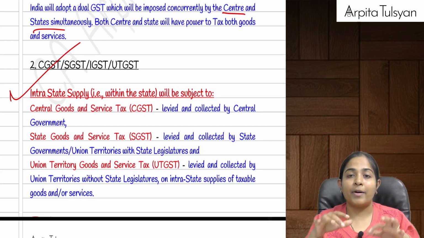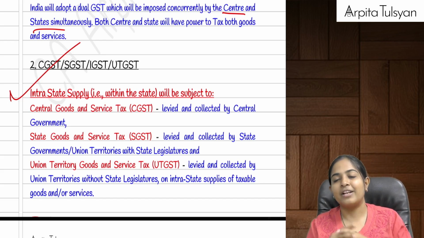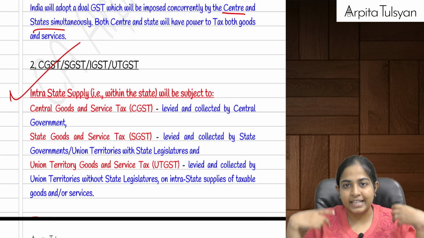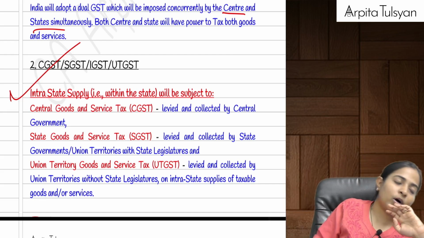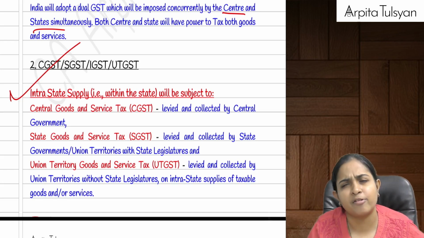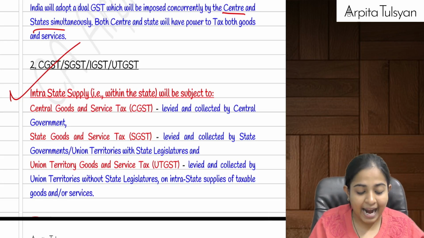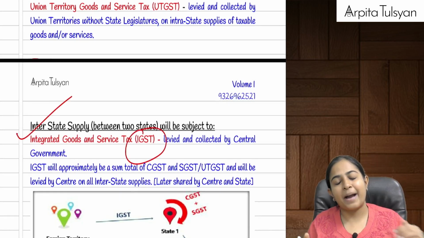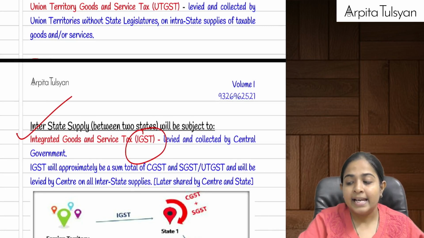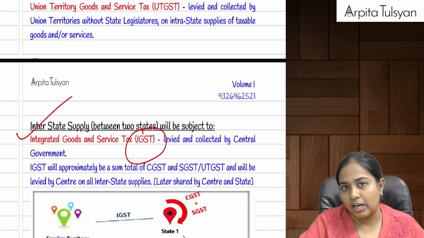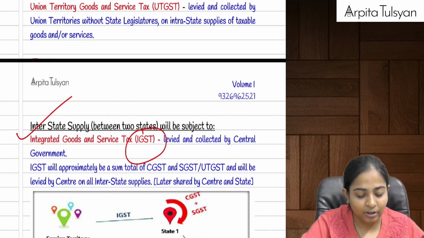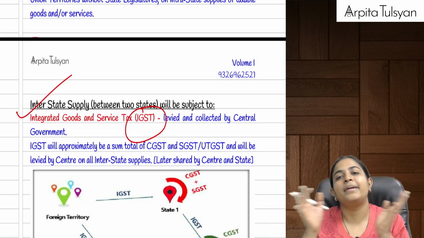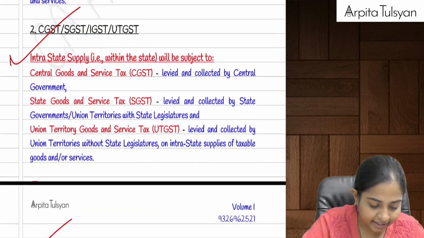Now, which type of taxes will be levied? Whenever there is an interstate supply, from one state to another state, whenever there is a sale happening, for example from Maharashtra to Gujarat, at that time IGST, integrated GST, will be levied. This is levied and also collected by the central government, and later this IGST tax will be distributed amongst the states and the center.